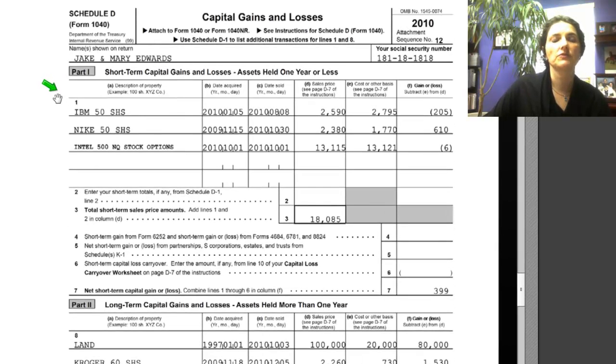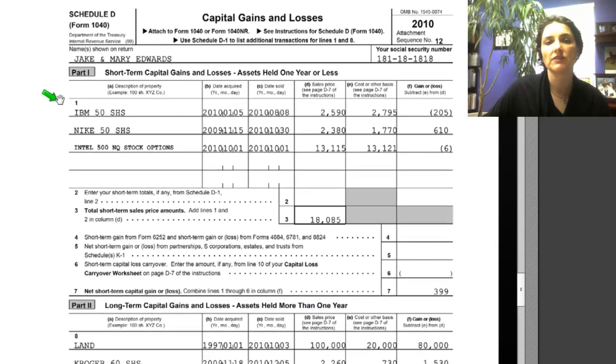And here is the Schedule D. We have IBM 50 shares that were sold. We enter the date acquired, the date sold, the sales proceeds, the cost or other basis, giving us a gain of $205. Nike 50 shares sold short term, and we have a date acquired, date sold, sales price, cost, and a gain of $610. We have the Intel stock as well.